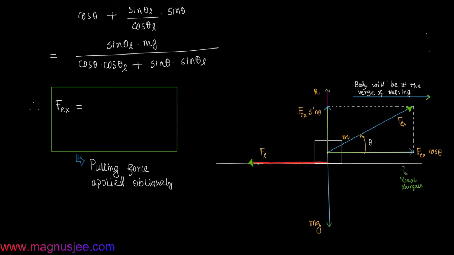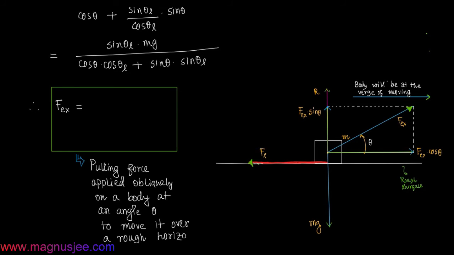That means Fx is a pulling force applied obliquely on a body at an angle theta with the horizontal direction to move it over the rough horizontal surface towards right. And what should be the expression of Fx? That will be sin theta L mg divided by cos theta minus theta L. The denominator is cos under bracket theta minus theta L. In place of cos theta cos theta L plus sin theta sin theta L, we can write cos theta minus theta L.